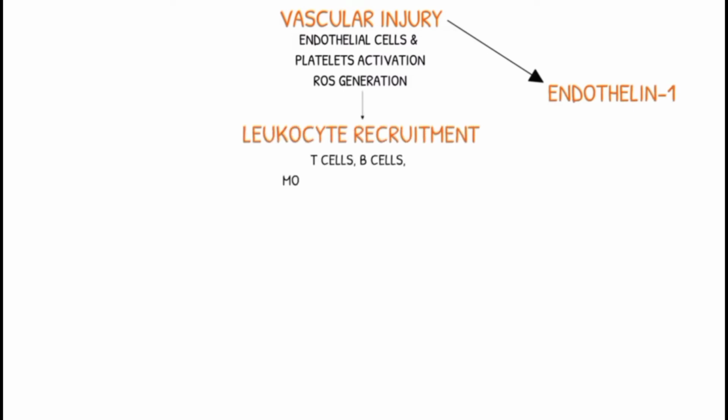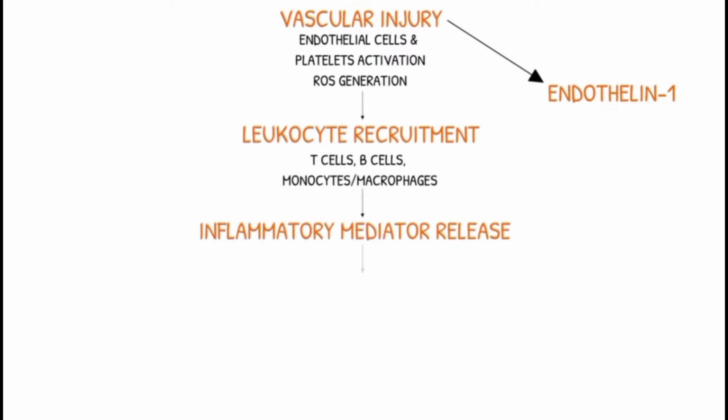Pathogenesis begins when a genetically susceptible individual suffers a vascular injury, which ultimately results in inflammation, autoimmunity, and changes in vascular structure and function. Endothelial cells and platelets are activated. Reactive oxygen species, ROS, are also generated. This leads to production of the hormone endothelin-1 and recruitment of leukocytes such as T cells, B cells, monocytes, and macrophages. These leukocytes release inflammatory mediators which result in fibroblast activation.